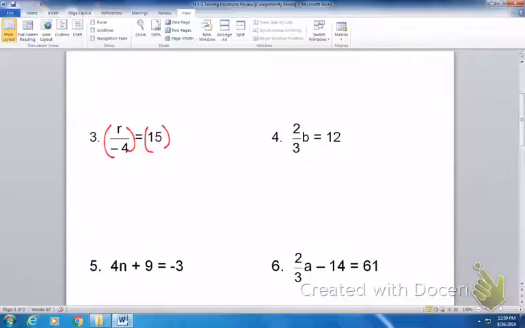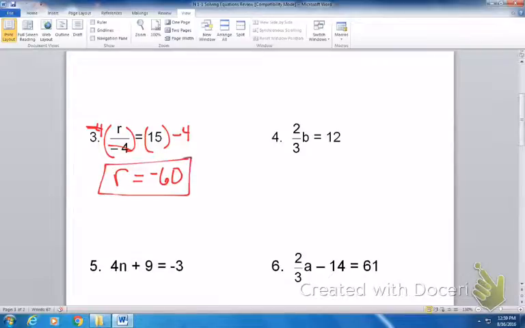So I'm going to put these little parentheses around my terms, and I'm going to multiply both sides by the denominator of the fraction. Well, what that does is when I multiply, that cancels out, leaving me only the numerator, or in this case, r. Then on the other side, I just have 15 times negative 4. That's a positive times a negative, so I get negative 60. You could put that back in your calculator to be negative 60 divided by negative 4. A negative divided by a negative is a positive.